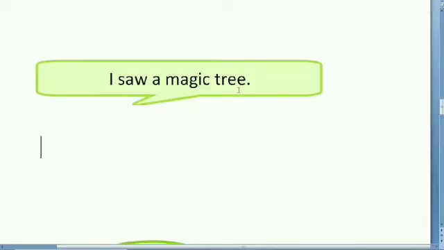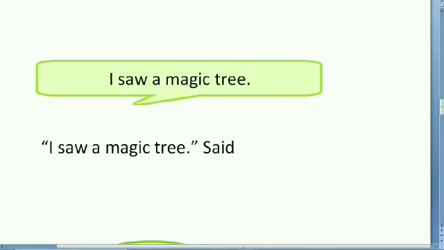I saw a magic tree. What do we do here? Again, speech marks. You want to transform it into direct speech. So speech marks. Then write your sentence with a capital letter. I saw a magic tree. Leave the full stop for now. Speech marks. Said, Mike, full stop. Okay, now again, two full stops. That's wrong. So what do we do? Remove the full stop and put a comma instead.